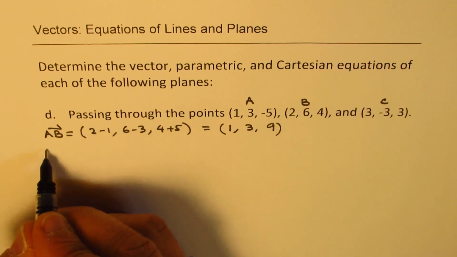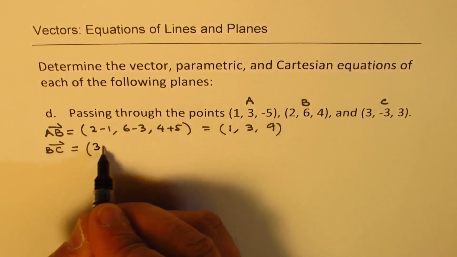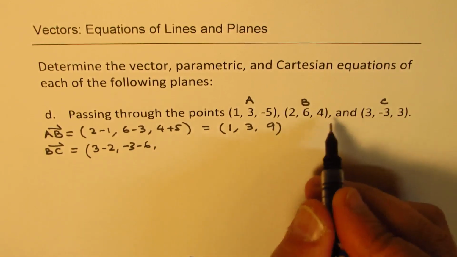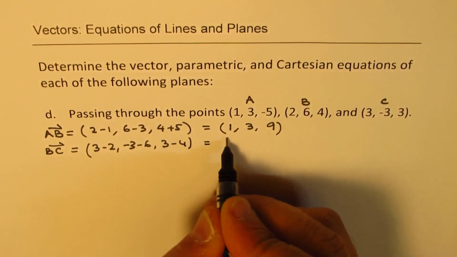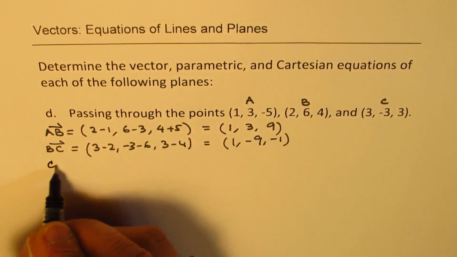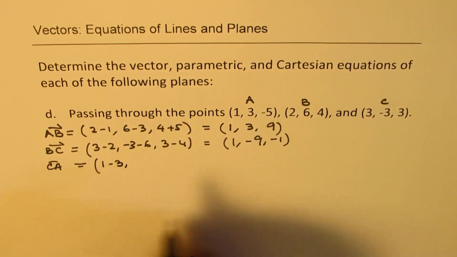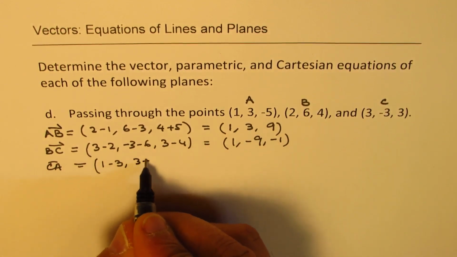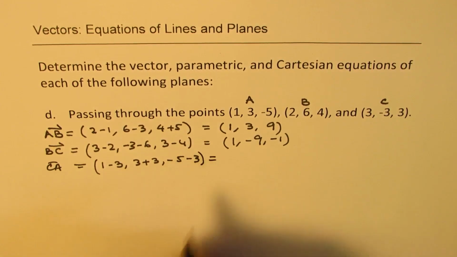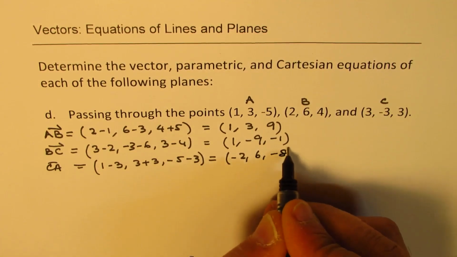Now let's see what B to C is. B to C will be 3 minus 2, minus 3 minus 6, 3 minus 4, which is 1, minus 9 and minus 1. Now C to A: 1 minus 3, 3 minus 3, that means plus 3, minus 5 minus 3. So that gives you minus 2, 6 and minus 8, right?